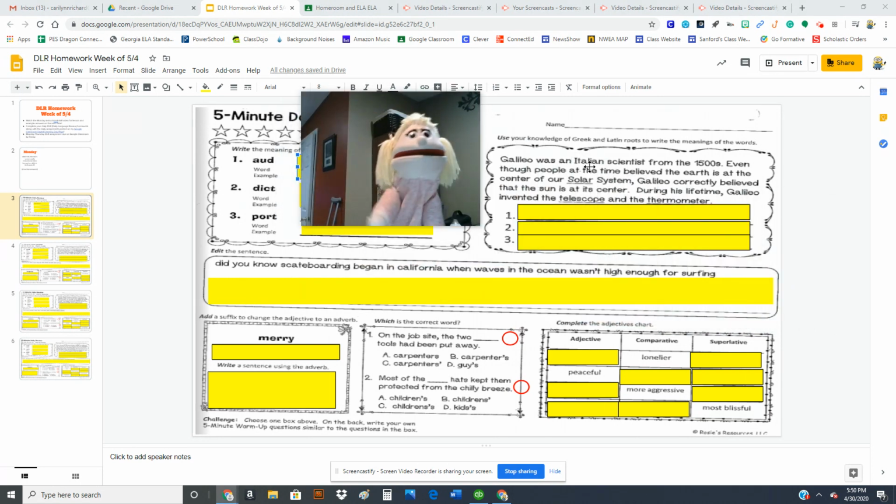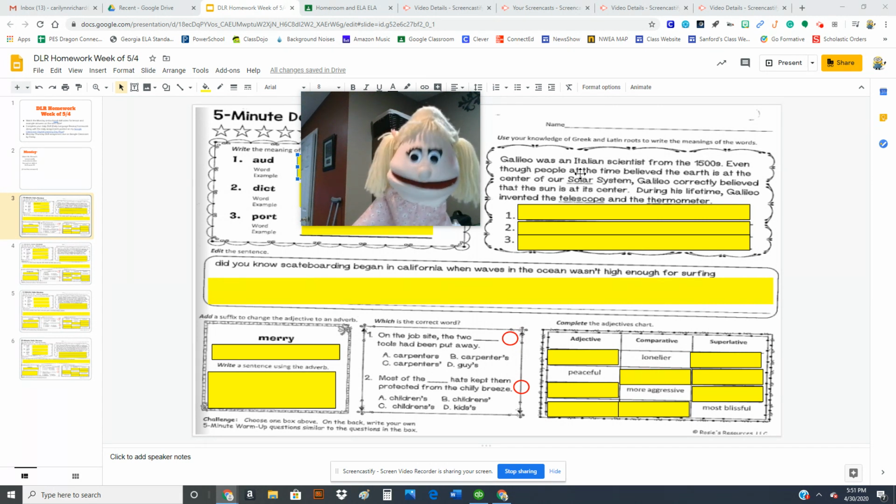The next section says use your knowledge of Greek or Latin roots to write the meaning of the words. So I'm going to read this entire paragraph so I can find what words I'm looking for. It says Galileo was an Italian scientist from the 1500s. Even though people at the time believed the Earth is at the center of our solar system, there's one right there, solar, Galileo correctly believed that the sun is at its center. During his lifetime, Galileo invented the telescope and the thermometer.